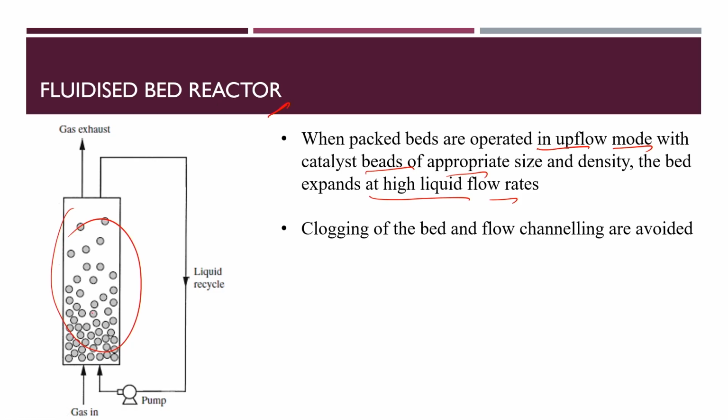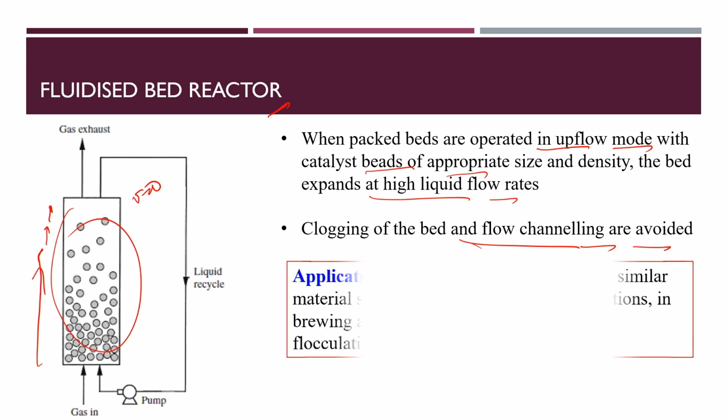So, along with the flow, beads will go up and slowly their velocity will keep on decreasing, and when they reach the top, the upward velocity will be 0, then again they will drop down. The velocity is set in such a way that the biological material should not cross out of the bioreactor. In this way, the clogging of the bed, which is the problem with the packed bed bioreactor, as well as the flow channeling, can be avoided if you use this fluidized bed bioreactor.